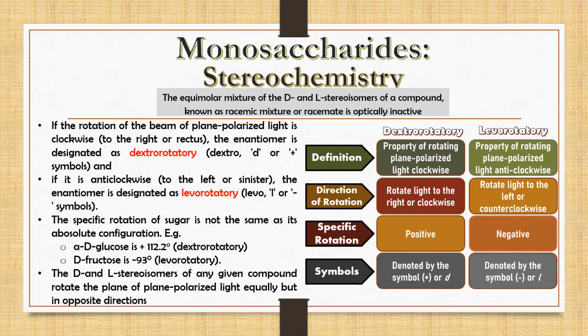Such an equimolar mixture of the D and L stereoisomers is known as a racemic mixture, or a racemate. And a racemic mixture is not optically active because, just like we have stated before, the D and L rotate plane polarized light equally but in opposite directions. So if you have an equimolar concentration of both, they will cancel out each other.